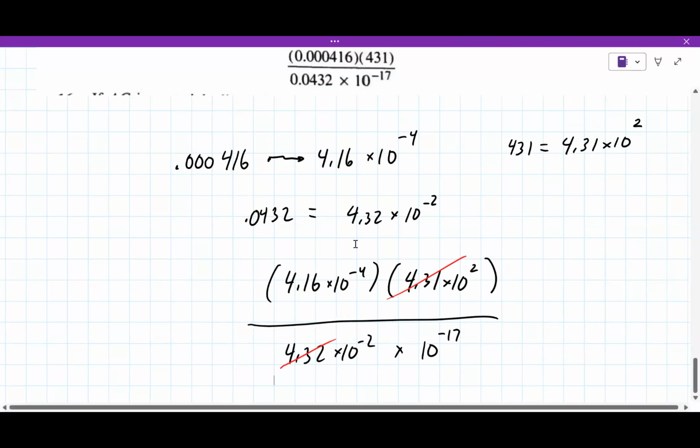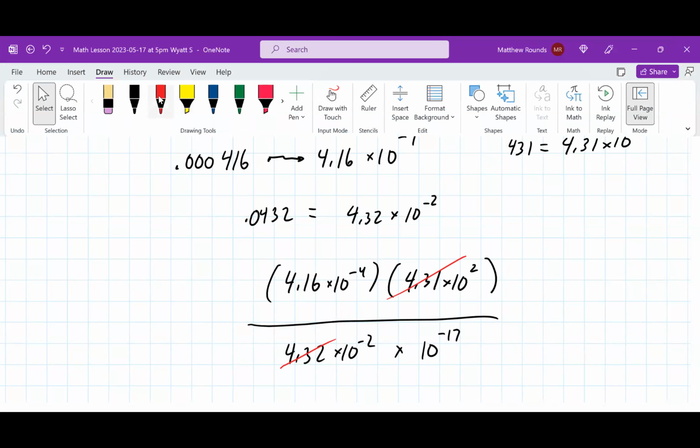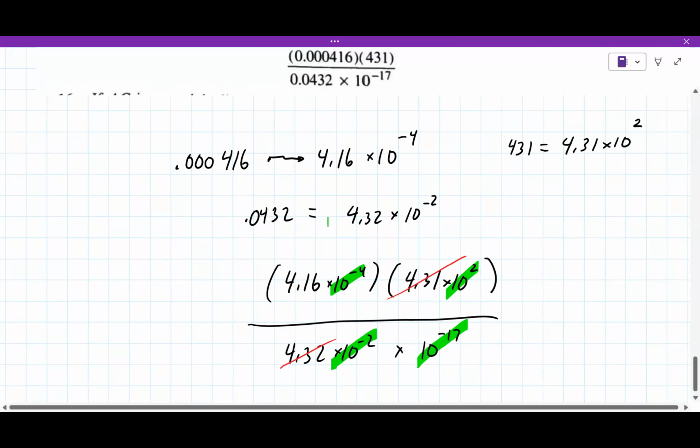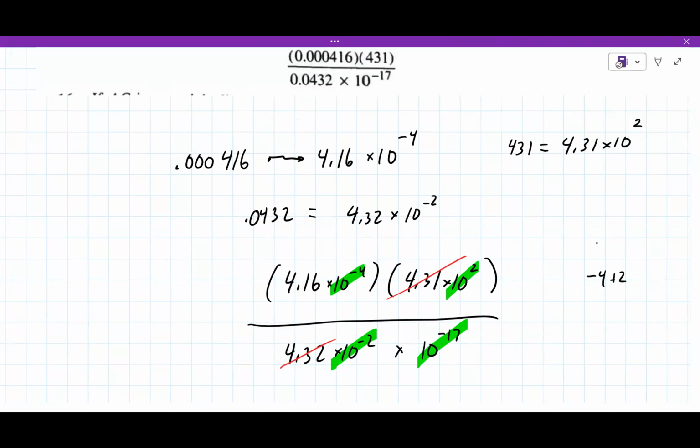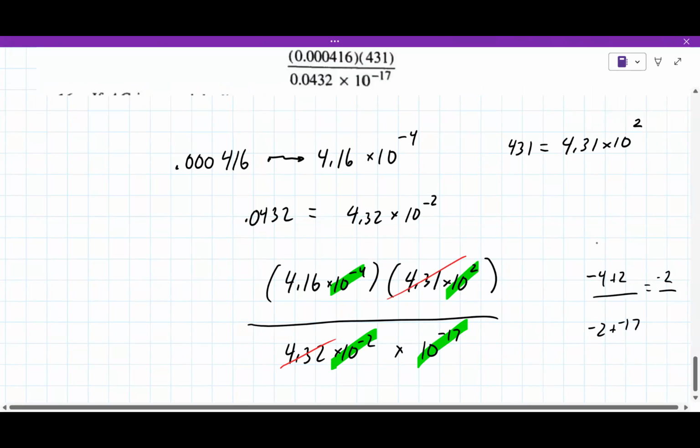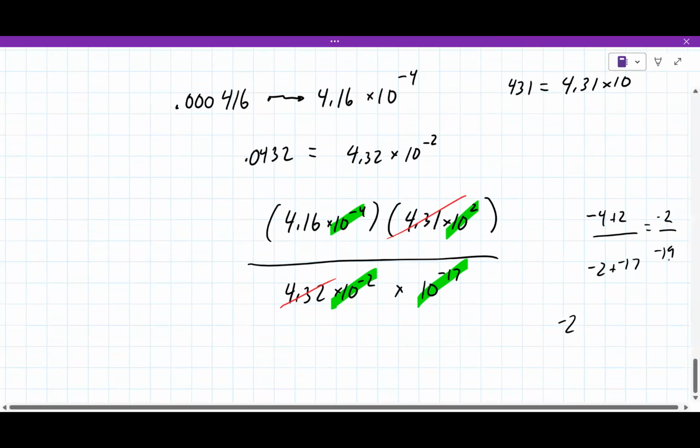So now you got to deal with all these exponents. Let me maybe highlight them here. So you got 10 to the minus 4, 10 squared, 10 to the minus 2, 10 to the minus 17. On the top, because you're multiplying, you add the exponents. Same thing on the bottom. So you have minus 2 over minus 19. Then you subtract them because of the top and bottom. Minus 2 minus a minus 19 becomes 17. So it looks like your answer is 4.16 times 10 to the minus, or sorry, 10 to the 17.